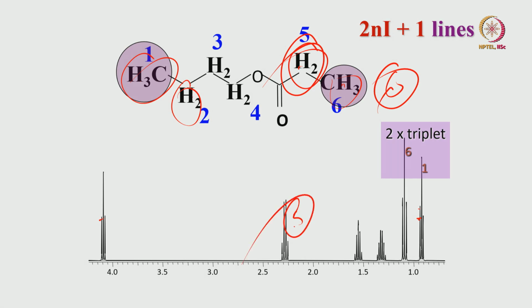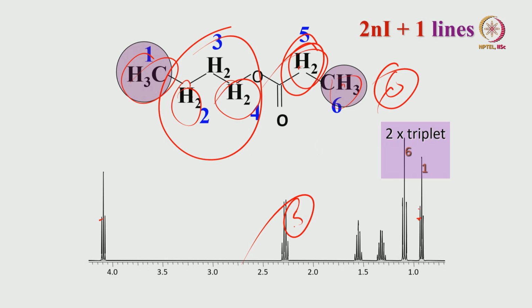Their multiplicity is different. Now come to these 3 protons. How do you interpret it? What about this one? That can couple to this proton 3 CH2, and it has to be a triplet. Where is the triplet you can think of?